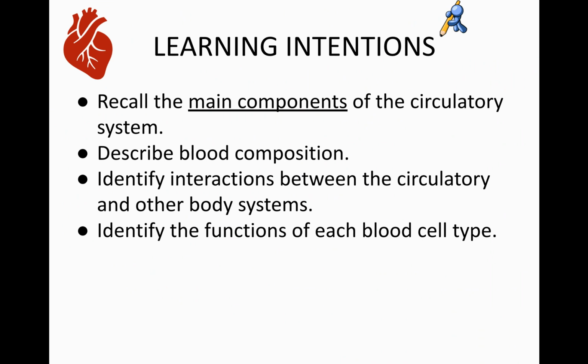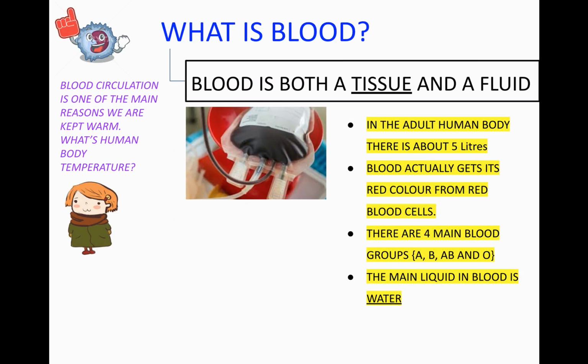So it's a vital organ for many animals to survive. The main objectives of the chapter are to try to understand the main components that form the circulatory system, and to talk about the composition of the blood. In other words, what kind of substances do we find in the blood? And then to figure out the interactions between the circulatory system and the other body systems, like, for example, the breathing system. We also want to understand the main functions of each of the different types of blood cells.